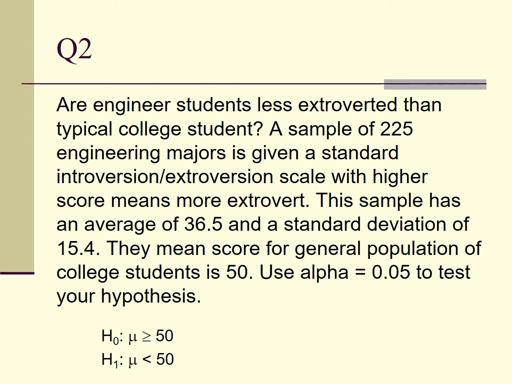So the research hypothesis is the average score of engineer students is less than 50, because 50 is the extrovert score for the general population. Then the null hypothesis is mu greater or equal to 50.